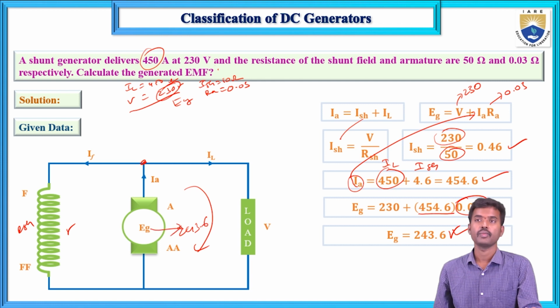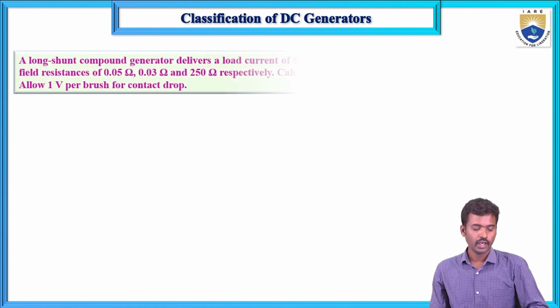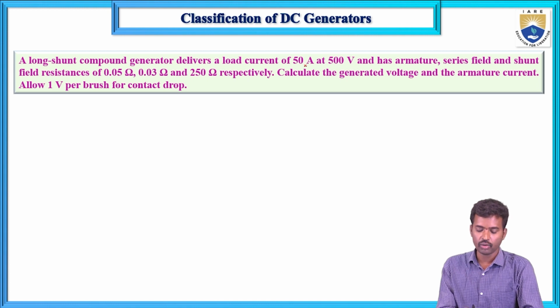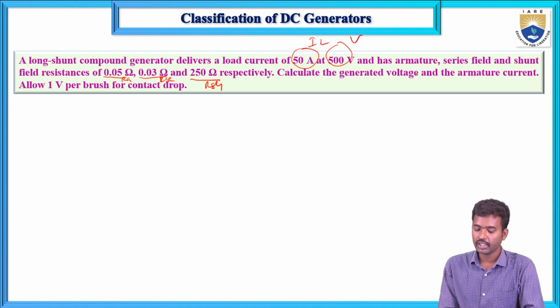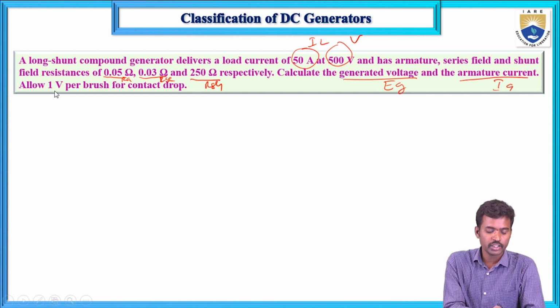Now the second question: a long shunt compound generator delivers a load current of 50 amps at 500 volts, and has armature, series field and shunt field resistances. This is the armature RA, this is the series field R series, this is the shunt resistance RSH, this is IL, and this is the terminal voltage V. Calculate the generated EMF EG, the armature current IA, and the brush drop.